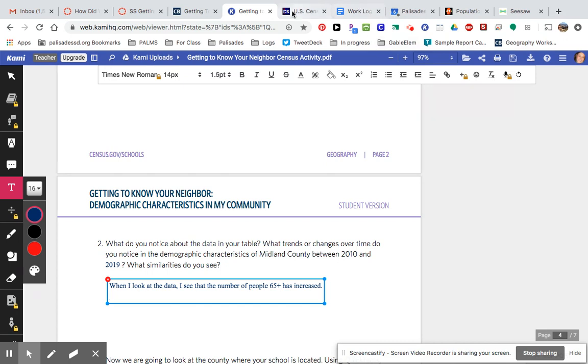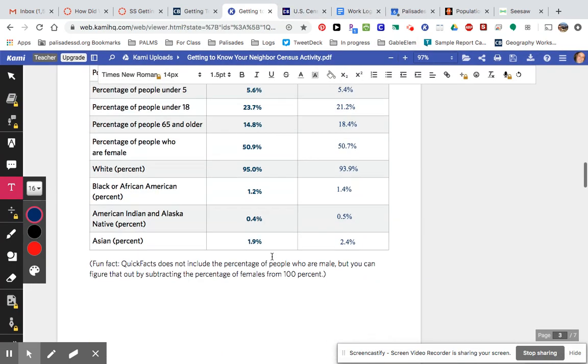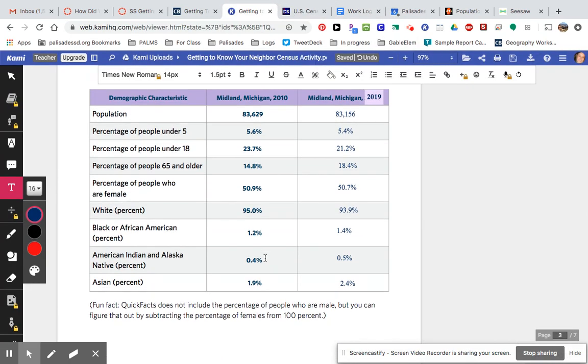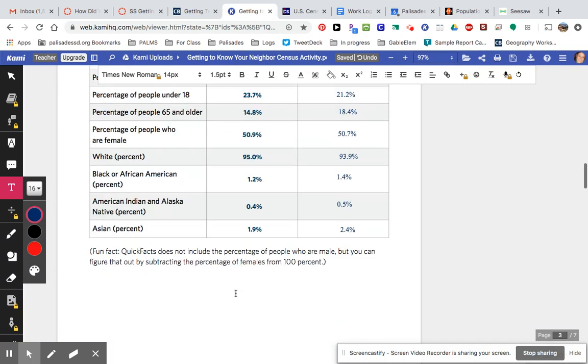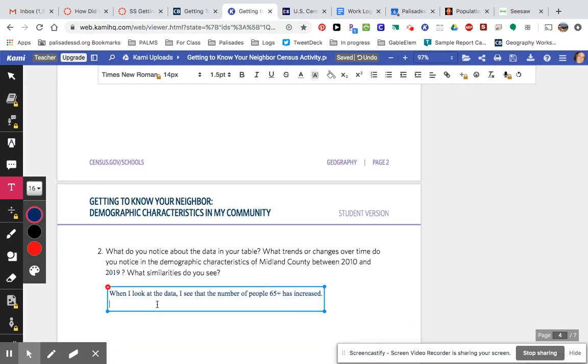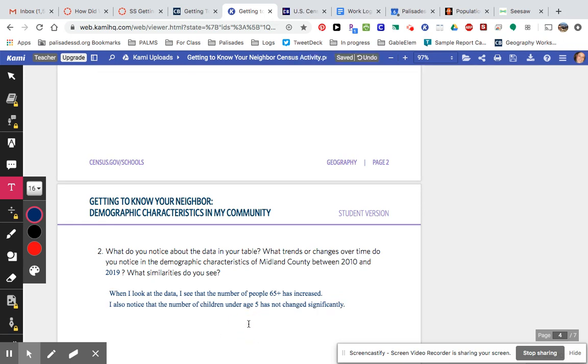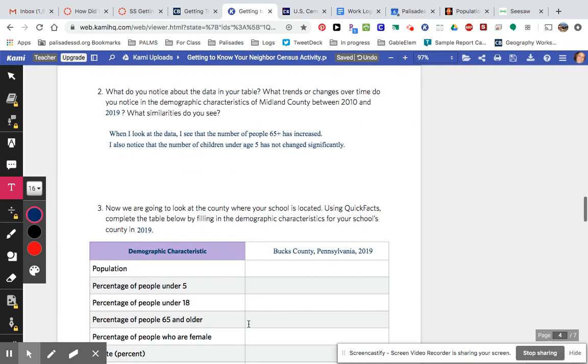What similarities do I see? I mean, I feel like a lot of it is very similar, right? We see the number of children under the age of 5 staying pretty consistent. I also notice that the number of children under age 5 has not changed significantly. Okay? So, good. Let's move on.